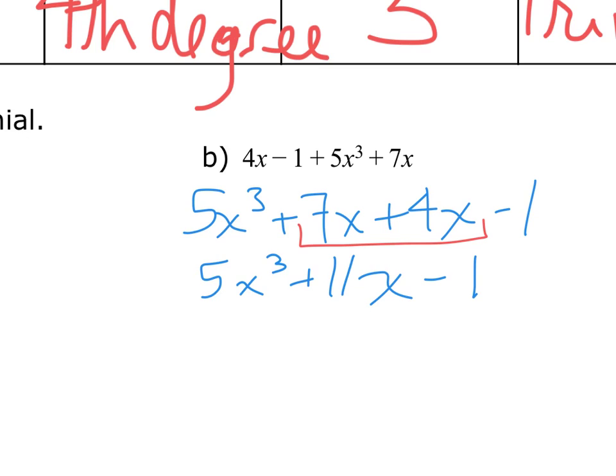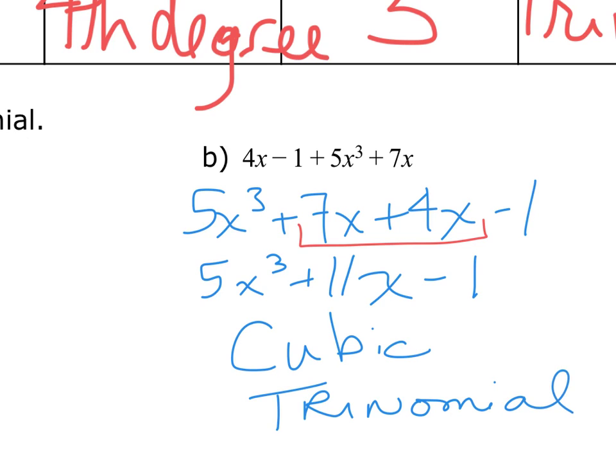So then, what's my biggest exponent? 3. Putting it in order, is that extra? No, I want you to put it in standard form, always, because it's going to make it easier to classify. And when we start combining in a minute, you'll need it to be in standard form, in numerical order by exponent. Good question. All right, so my biggest exponent is 3, so that's a cubic. And there's 3 parts to it, so it's a trinomial. Cubic trinomial.